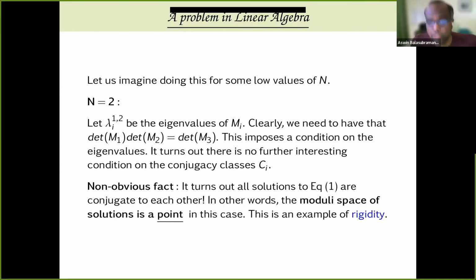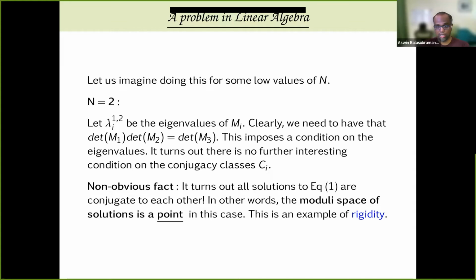So if you're giving this to an undergraduate student, you should probably do them the service of restricting the problem to some low values of N. So let's say you ask the student to work out the case for N equal to 2. Your matrices are going to have some eigenvalues, 2 of them for each of the 3 matrices. Clearly, they should obey the condition that the determinant of M1 times the determinant of M2 should be the determinant of M3. This is going to be some condition on these eigenvalues.